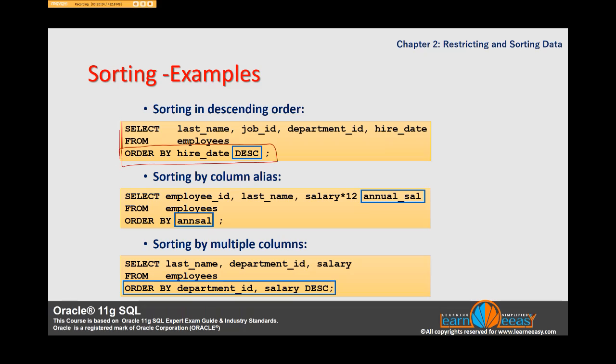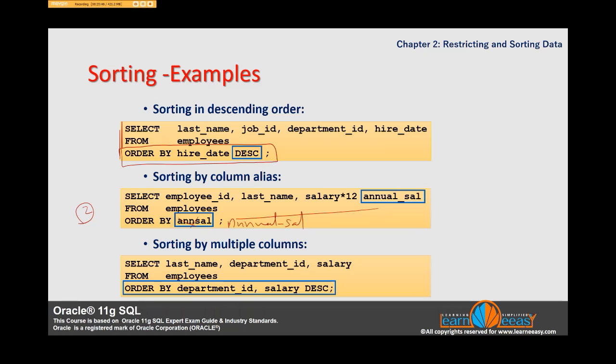2. Sorting by column alias. SELECT employee_id, last_name, salary*12 AS annual_sal FROM employees ORDER BY annual_sal. You can use a column alias in the ORDER BY clause. The slide example sorts the data by annual salary.